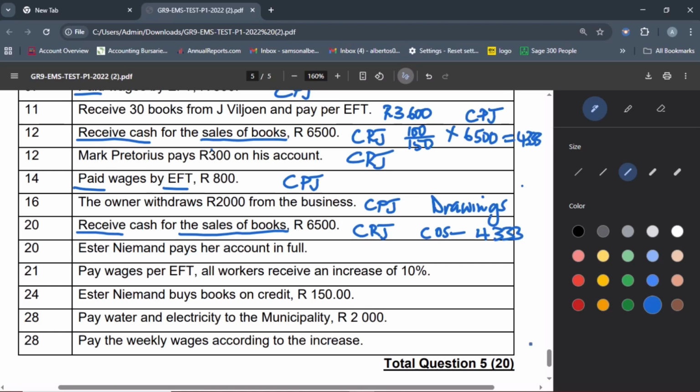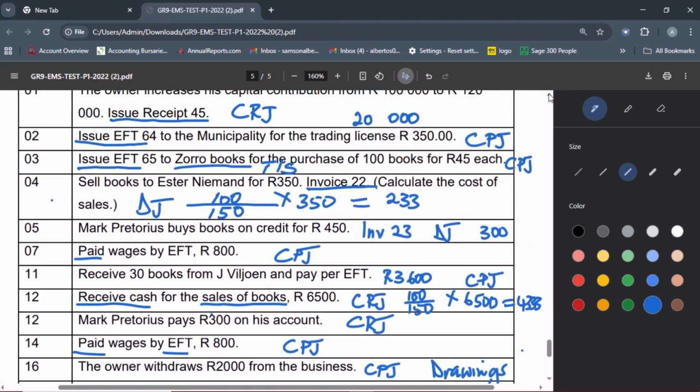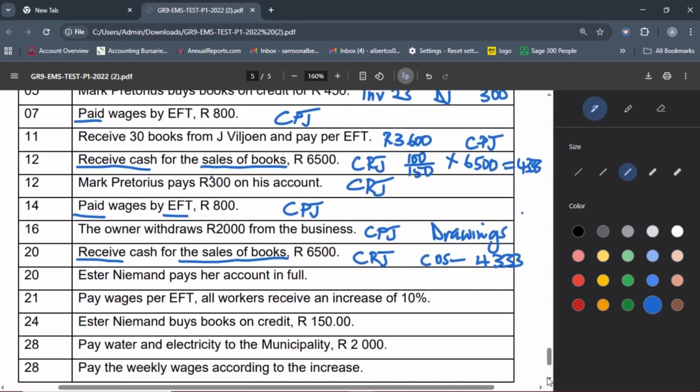Then it means I don't have an amount, but I must go back and check how much this customer owes the business. According to our books on day 4, we sold books to Esther Nyman for 350. That is the only transaction we have on EN. Now he's paying his account in full. That will be 350 Rand. So it is 350 Rand here, and this must be recorded in the CRJ because we are receiving.